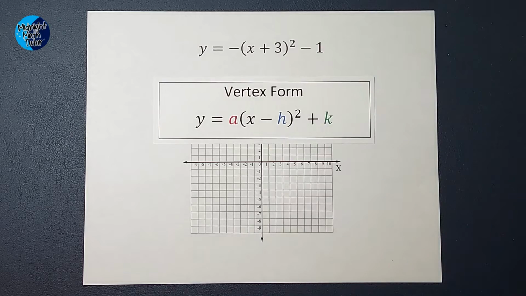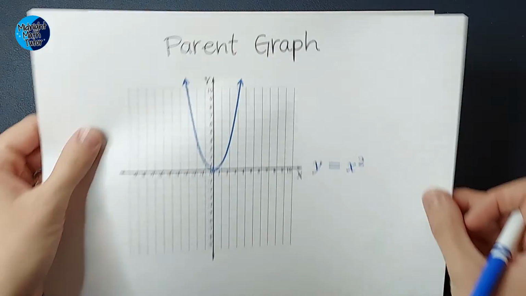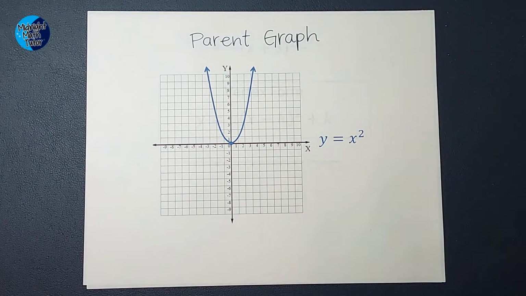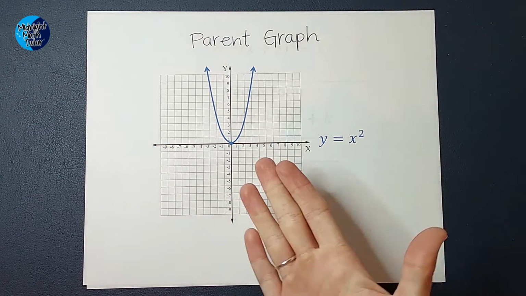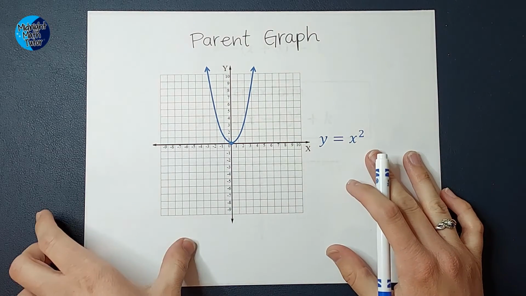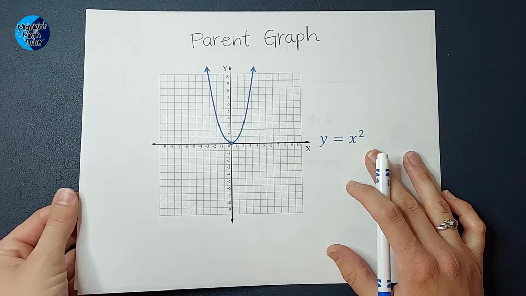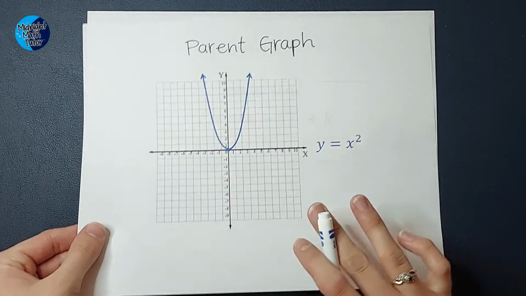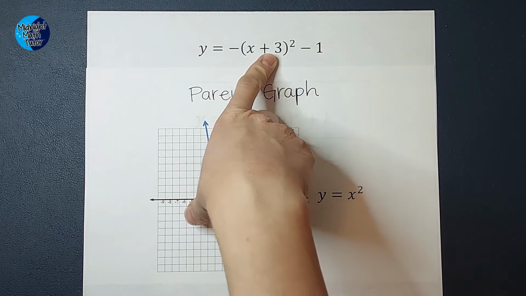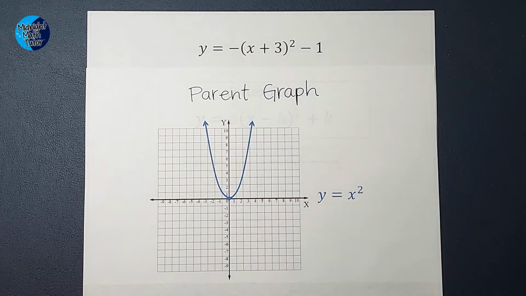So when we're being asked to graph these, the cool thing is we have what we call a parent graph. If we were just being asked to graph y equals x squared, this is what my graph would look like. But that's not what we're being asked to graph. We are being asked to graph this. There's a negative out here, we've got a +3 there, and a -1.